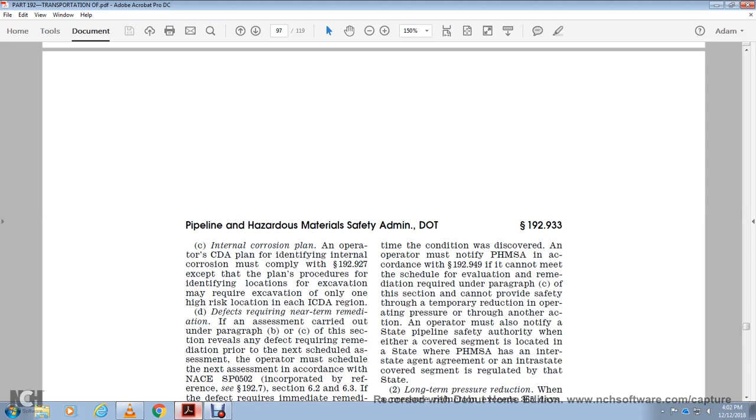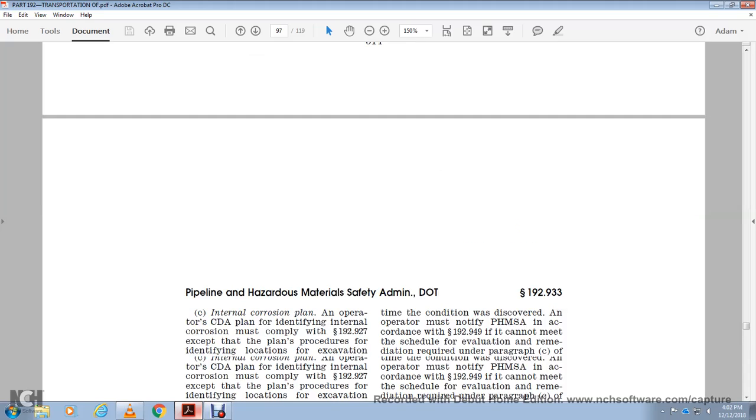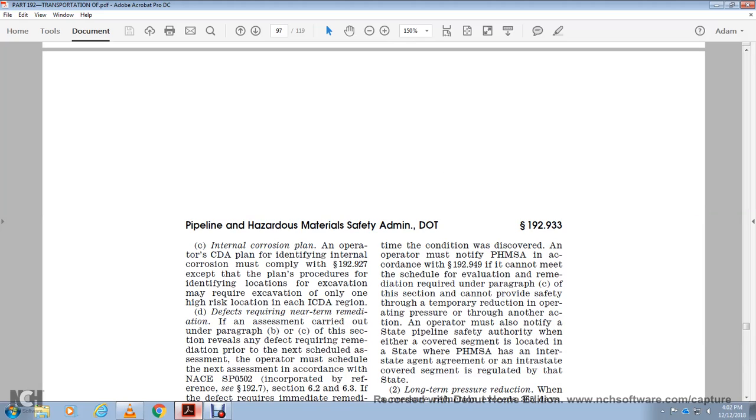Internal corrosion plan. An operator of the corrosion, the conformity direct assessment plan identifying internal corrosion must comply with 192.927. The plan proceeds with the identification, location, and the excavation; it may record the excavation of only one with the high risk of the ICDA region.